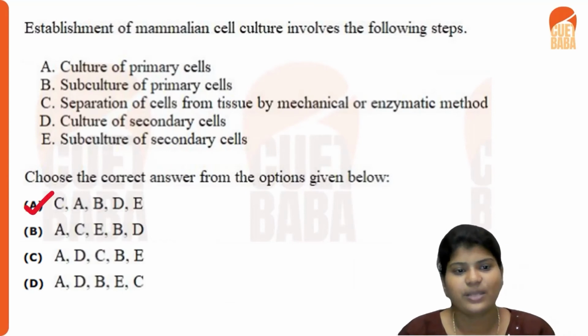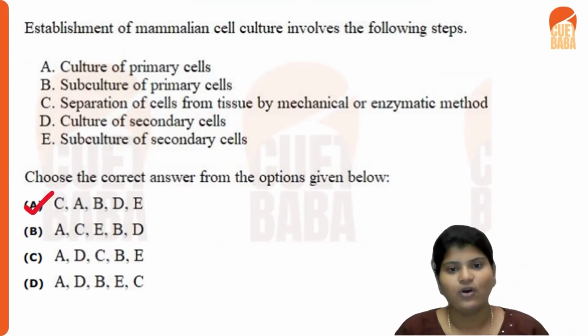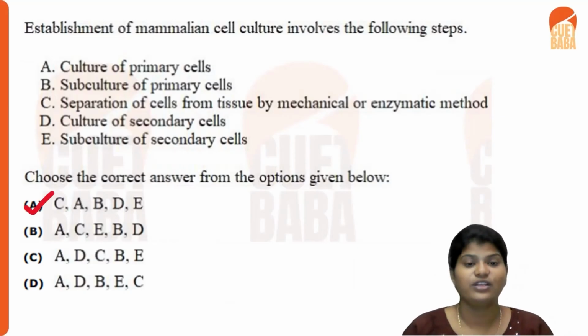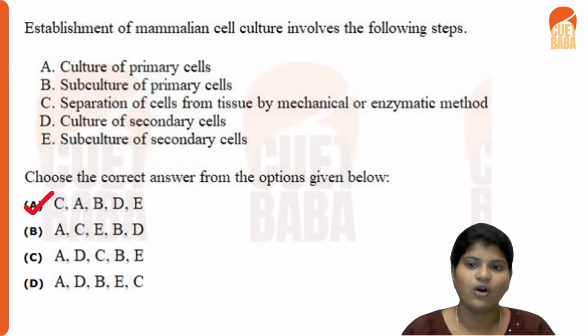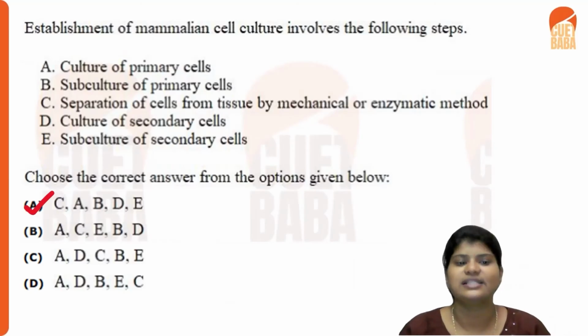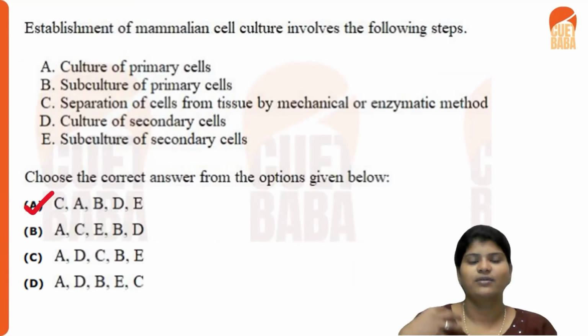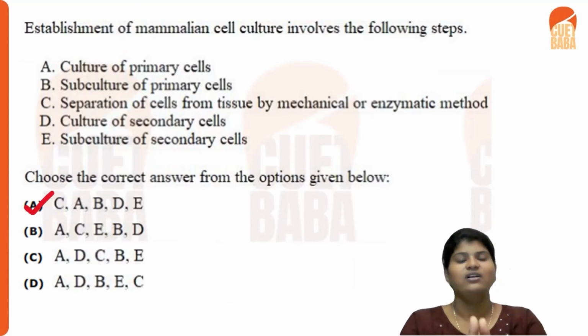So first we need to separate the cells from the tissue or organ. Once we have isolated it from the mammal or animal, we need to go for mechanical disruption or enzymatic action, which will release the target cells. Okay, once it releases, we need to go for the primary cell culture, for adapting the conditions so that the primary cells have the same nature as the original cells.